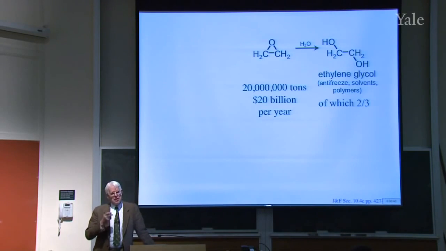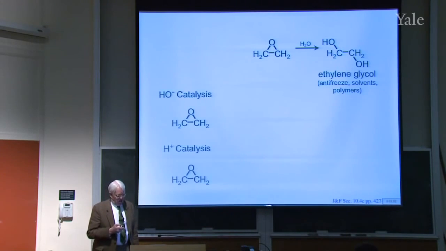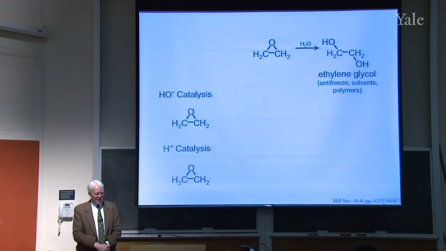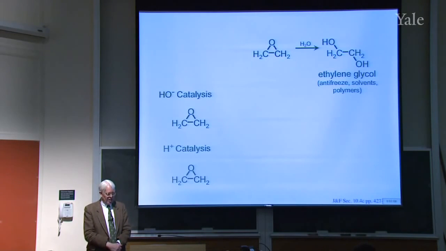Glycol is an interesting word. The gly is from the Greek root that means sweet, like glucose is the same root. It's because ethylene glycol tastes sweet, although we don't taste it because it's poisonous. But the original people did, so that's why it's called glycol. Okay, now that reaction to change ethylene oxide into ethylene glycol occurs either with base catalysis or acid catalysis.